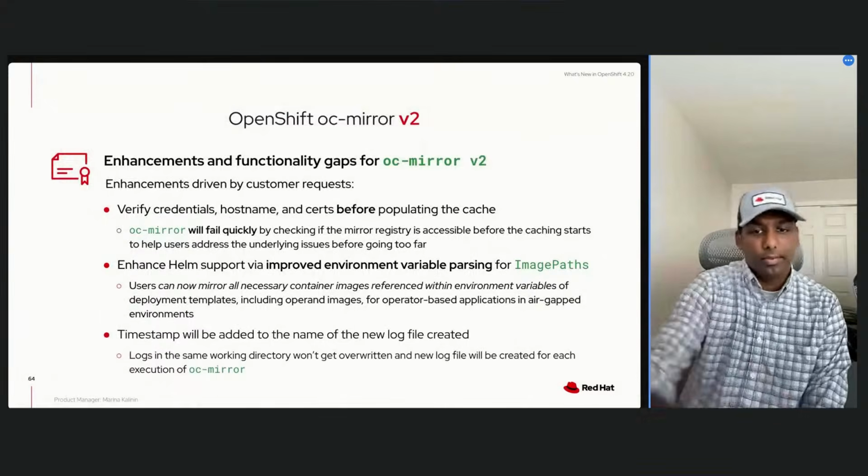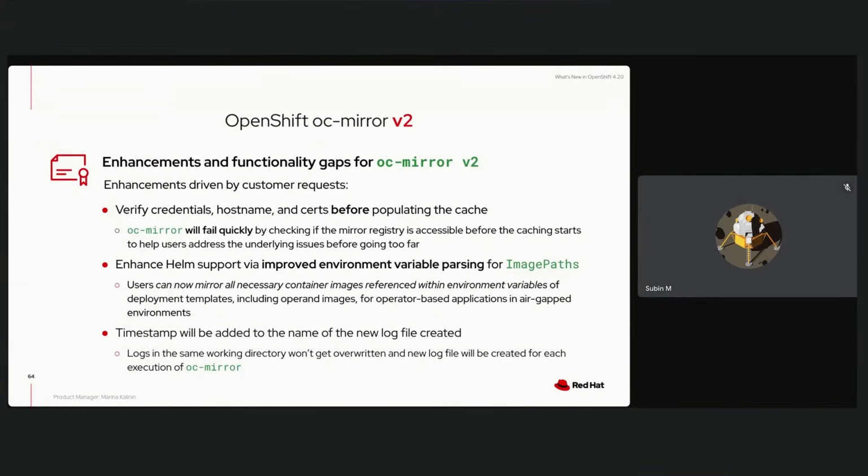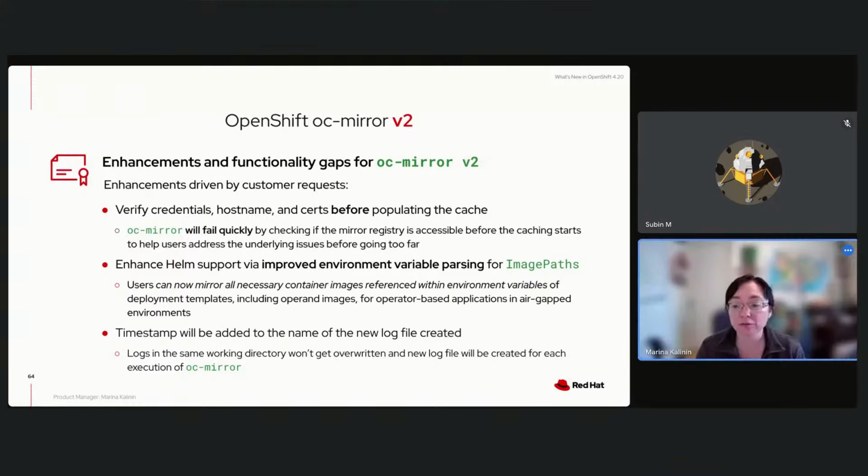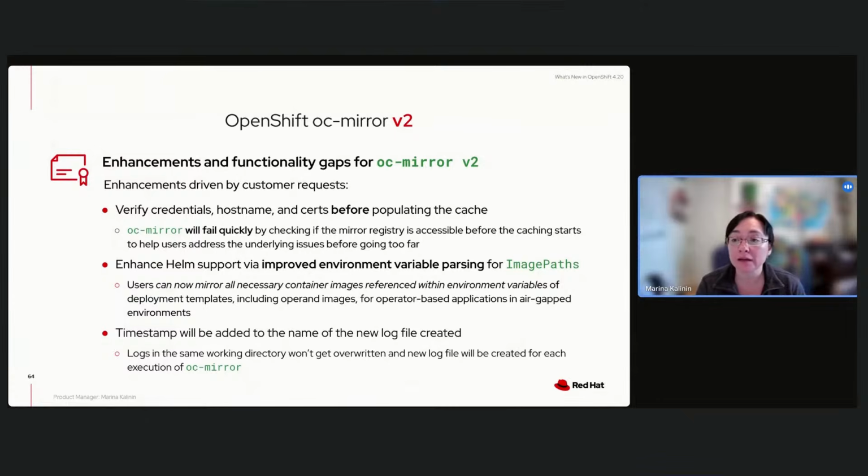Thank you. Hey, thank you, Susan. And now let's talk about oc-mirror, the essential tool for mirroring the OpenShift registry for deployment in disconnected and air-gapped environments. First, we have implemented upfront validation. Now, oc-mirror checks credentials, host name, and certificates before the caching process begins. This speeds up the overall mirroring workflow, allowing users to fail quickly and address underlying issues much earlier.